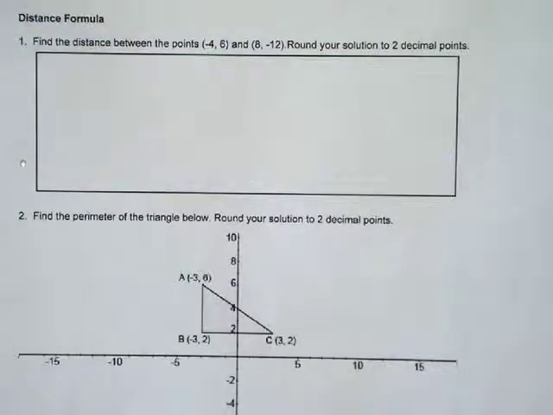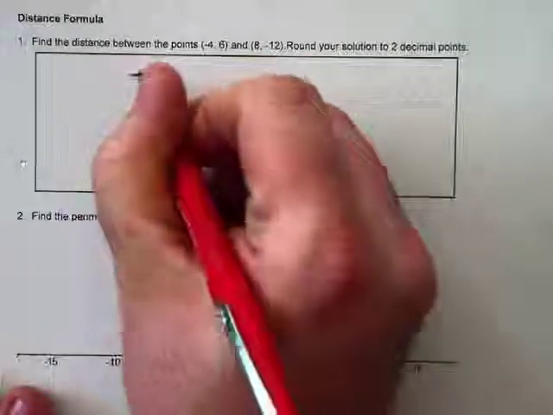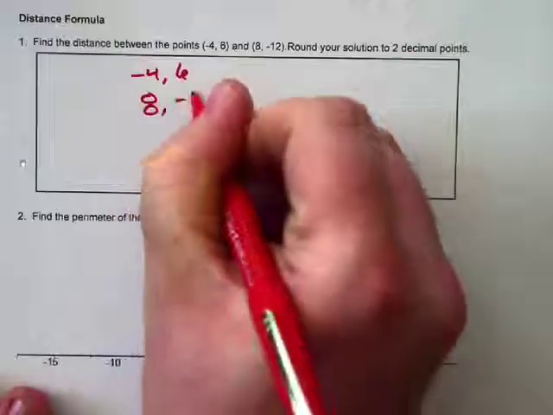Okay, on your question, you mentioned that you didn't understand number 2. I wanted to start by going over number 1 and then talk about number 2, just to make sure you got the distance formula okay, because we're going to be using the distance formula for number 2. So number 1 says, find the distance between the points (-4, 6) and (8, -12).